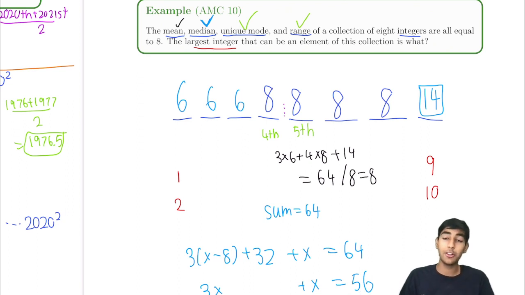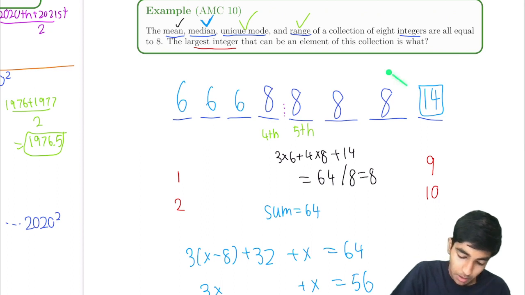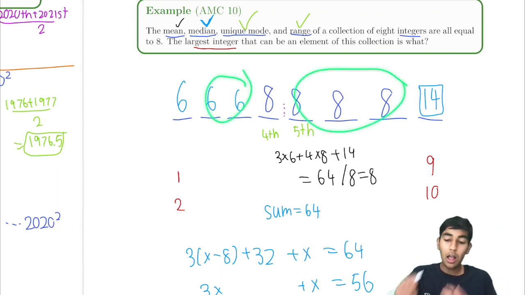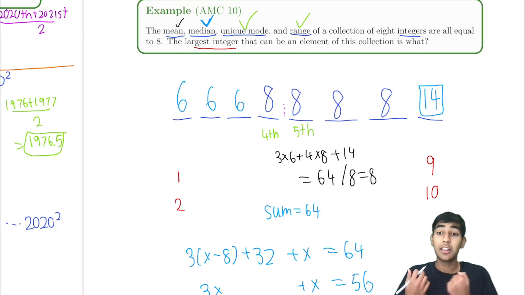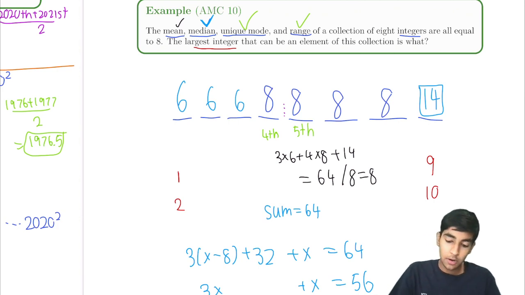Is this truly the largest possibility? Yes, because we've minimized these terms, so the sum is as big as it can. The sum is 64, and because these terms are as small as possible, the largest term can be as big as it truly can be.